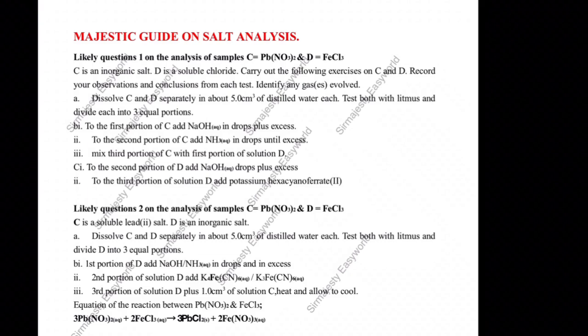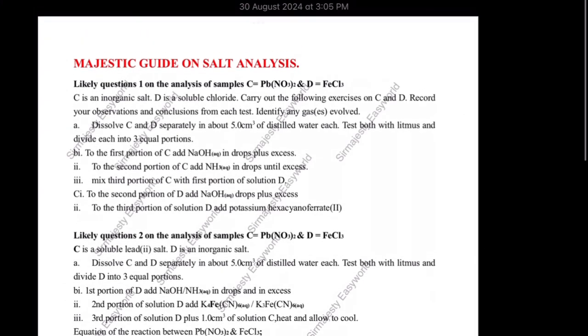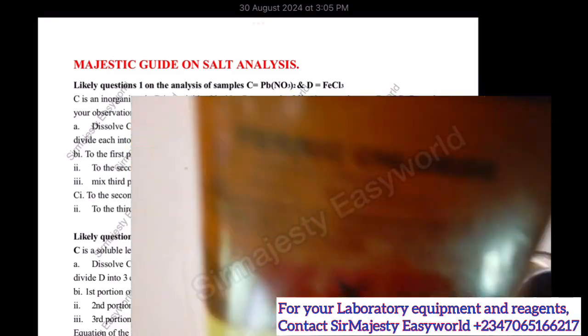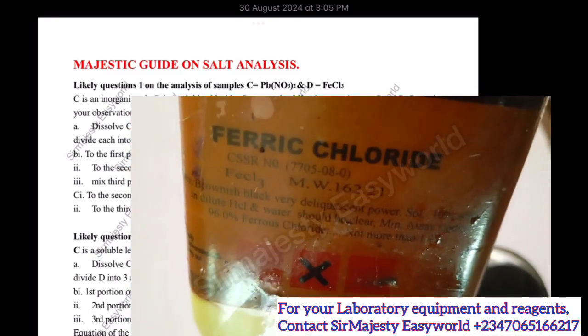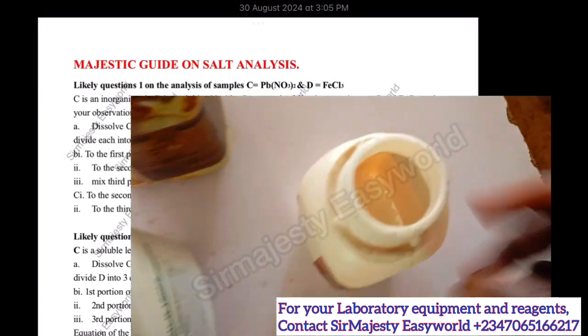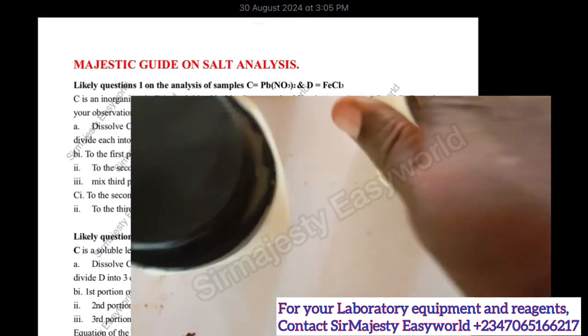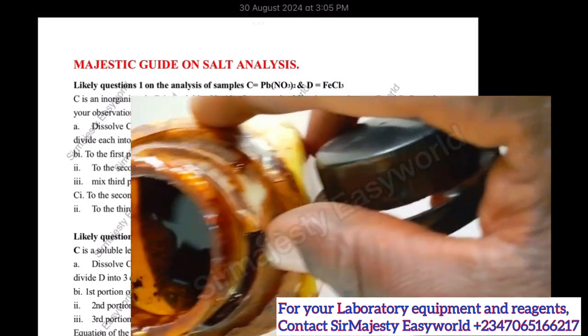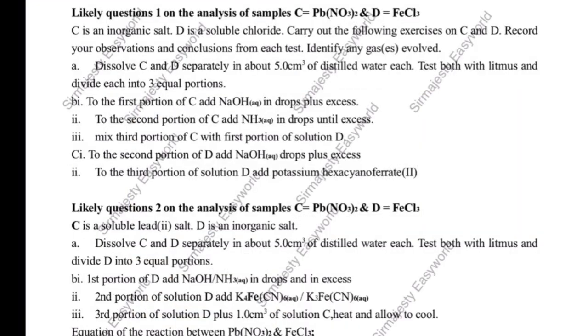Hello, this is Her Majesty Easy Word Science channel. In this video, we'll be handling the Majestic Guide on the analysis of lead(II) nitrate as sample C and iron(III) chloride as sample D. These are the likely questions, so I will provide their answers with the explanation needed. You see what the question says on the screen: C is an inorganic salt, D is a soluble chloride. Carry out the following exercises on C and D, record your observation and the conclusion drawn from the test. Identify any gas or gases involved.